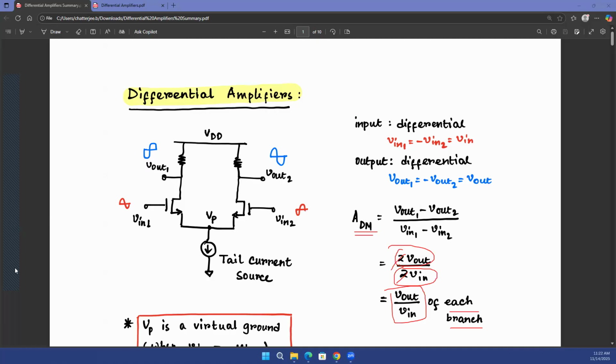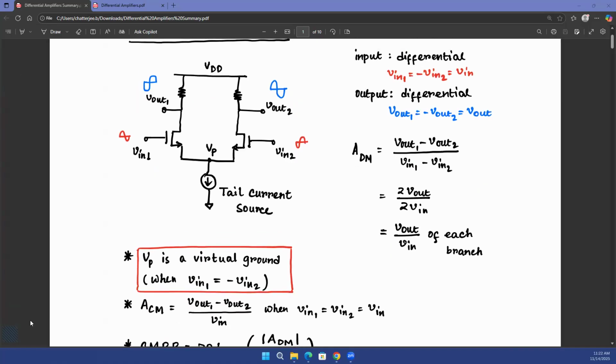Of course, one important point is that your VP is a virtual ground. But VP is a virtual ground only if your V in 1 equals minus V in 2. If V in 1 is not equal to minus V in 2, if they are not 180-degree phase shifted versions of each other with the same amplitude, in that case, VP is not a virtual ground. So that's just a condition. But in this class, we'll always consider V in 1 and V in 2 are 180-degree phase shifted versions of each other. That means VP is going to be a virtual ground.